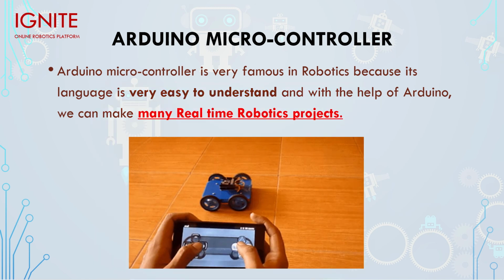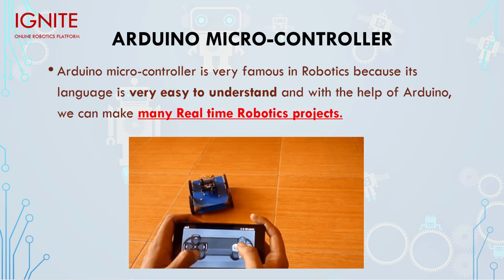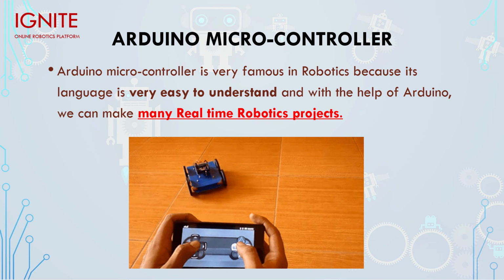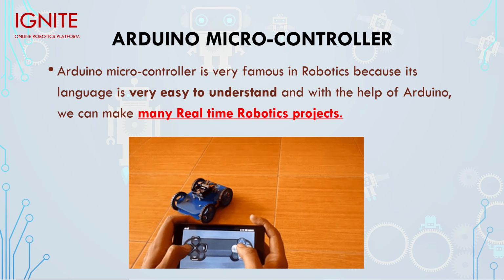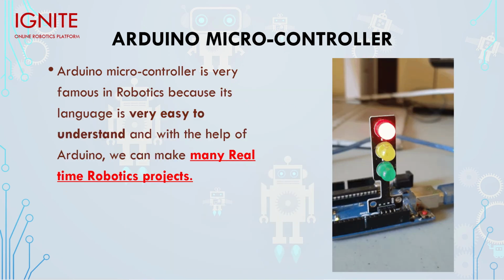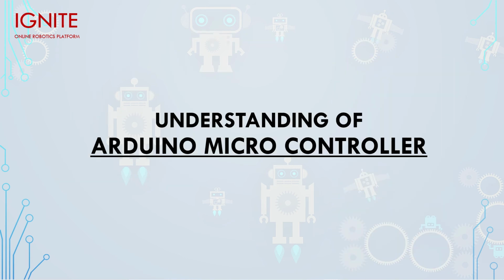So it's easy to understand. Real-time projects include a robotic car. If you want to make a robotic car which is mobile controlled, you can make it. Second, if you want to design a traffic light, that is also possible with the help of the Arduino microcontroller. And there are many more projects you can make with Arduino. Now let's understand the Arduino microcontroller.